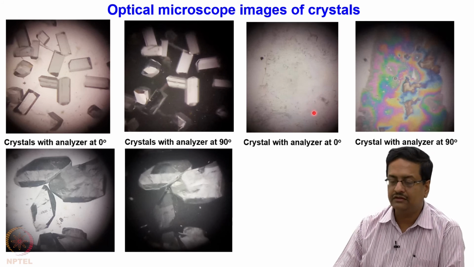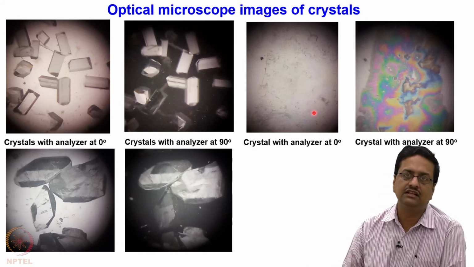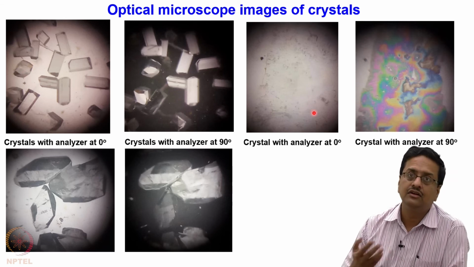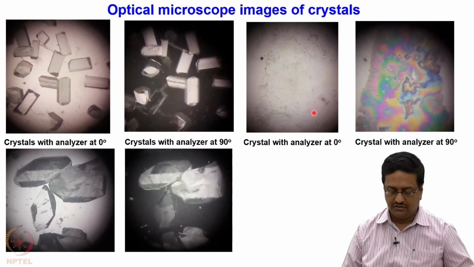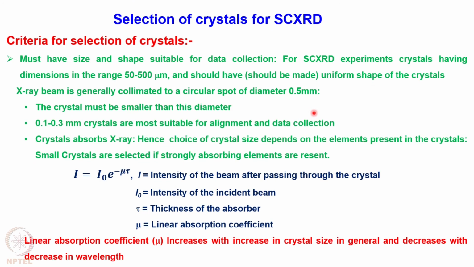So by looking under the microscope, one should choose which is a good crystal and which is a bad crystal, and based on that, decide what should be mounted for X-ray diffraction. Once we have identified the crystals, they should have suitable size and shape for data collection. As I have already indicated in one of the previous slides, the crystal should have a size from 50 to 500 micron and should be made of uniform shape. Why do we need to make it uniform shape?